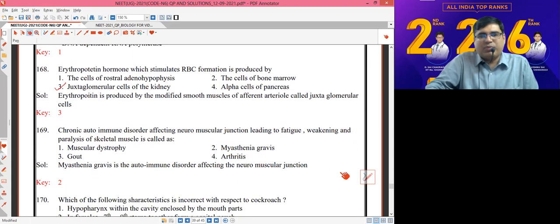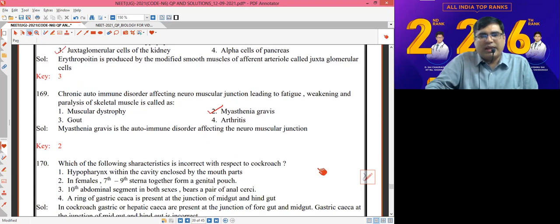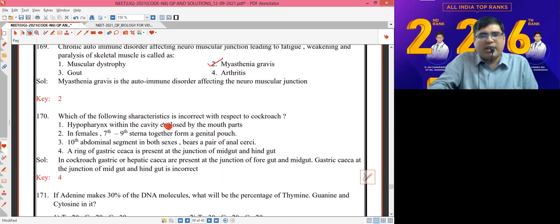Now next is a chronic autoimmune disorder affecting the neuromuscular junction leading to fatigue, weakening, and paralysis of the skeletal muscle is called. It is a simple story of myasthenia gravis, again given in the skeletal system portion of the NCERT only. Which of the following characteristics is incorrect with respect to cockroach?